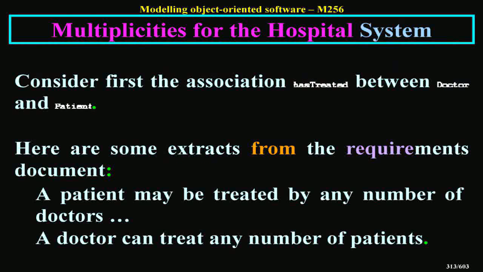Multiplicities for the hospital system. Consider first the association between patient and doctor. Here are some extracts from the requirements document. A patient may be treated by any number of doctors. A doctor can treat any number of patients.